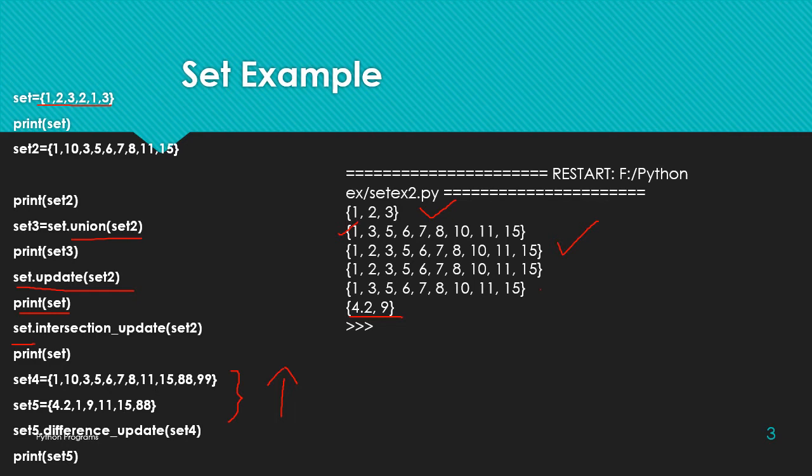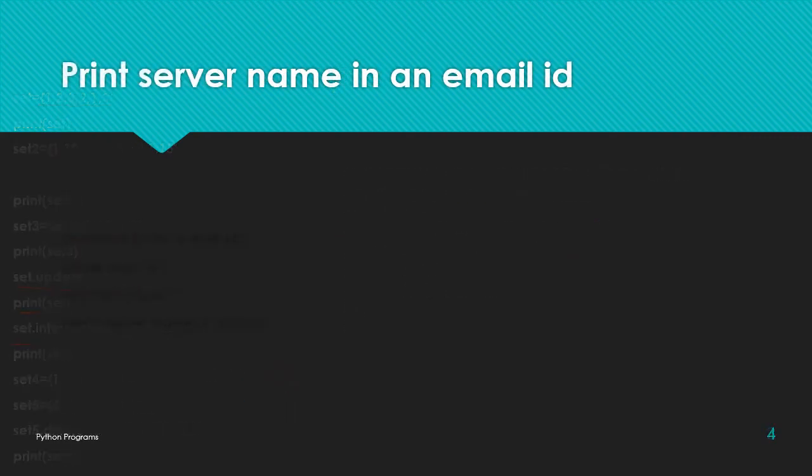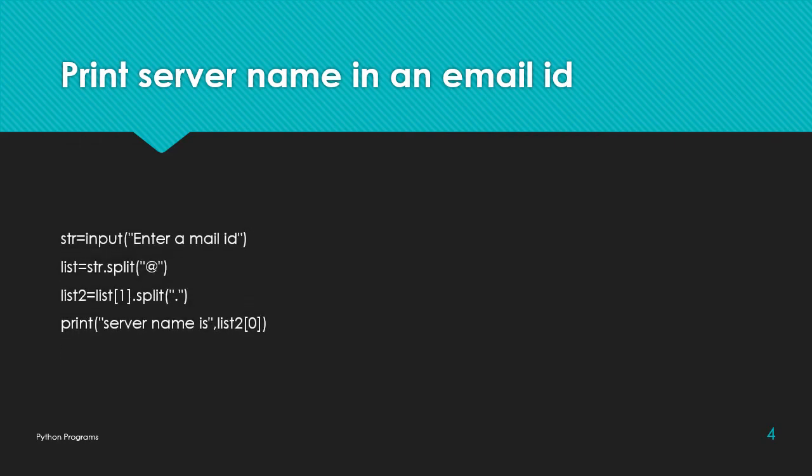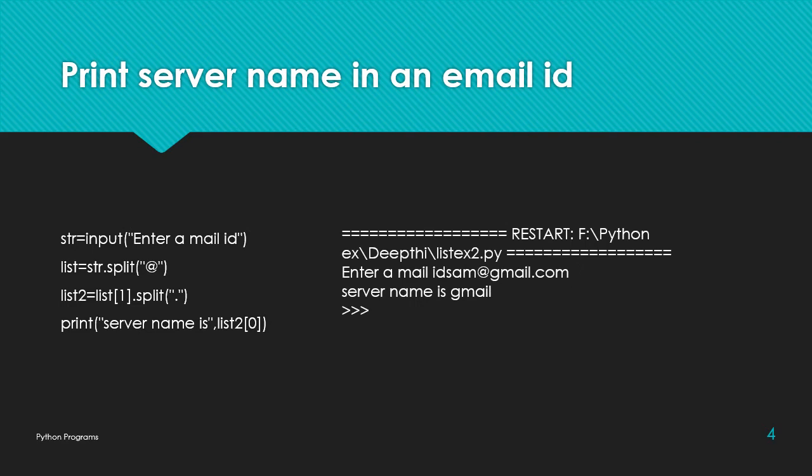Already a few examples have been covered in earlier lectures, but still doing a few more. Program to print the server name in an email ID. See the length of the program and the power of Python. Here again we are using the concept of the split function. We are asking the user to enter an email ID, and the email ID entered is sam@gmail.com. And we know the server name here is gmail. This part we have to display.